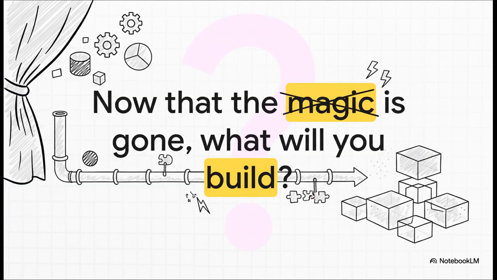So there you have it. We've pulled back the curtain, the magic is gone, and what's left are simple, understandable building blocks. You now have the fundamentals to create AI pipelines that are transparent, that are reliable, and that you can actually debug when things go wrong. So the only real question left is, now what are you going to build?